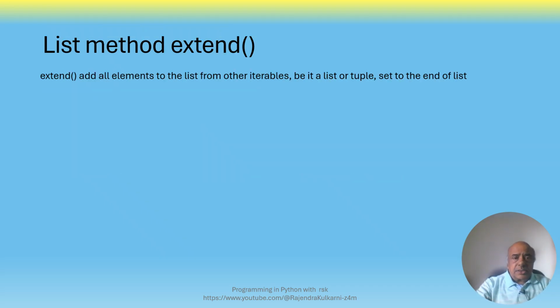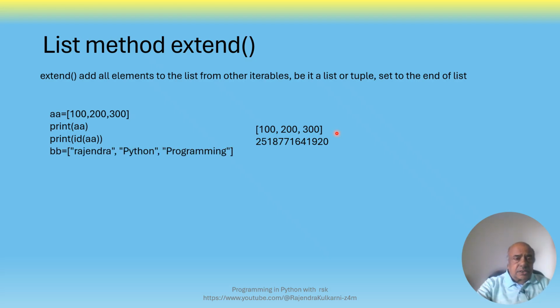Then there is another method, extend. It adds all elements from other iterables, be it a list or tuple or set, to the end of the given list. Again, a list A is assigned with 100, 200 and 300 as its elements. Its ID is 1920. Then we create another list B with these three items: Rajendra, Python and programming.